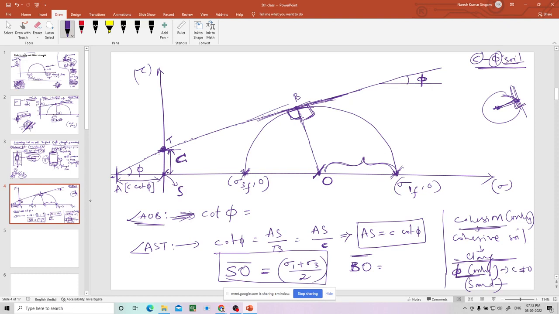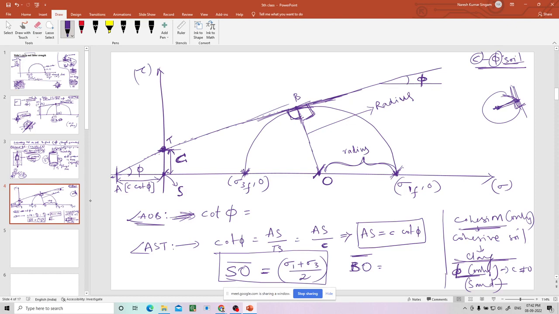Radius. And what about OB? Is OB radius? Yes or no? Why is it radius? Can one of you tell me? See, the two points' distances are the same. That's why it becomes radius.